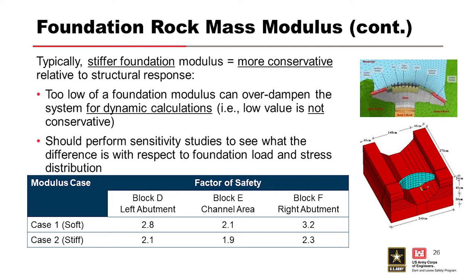Next slide. So we should be on foundation rock mass modulus, continued. Typically, a stiffer foundation modulus is more conservative to a structural response. Too low of a foundation modulus can overdampen the system for dynamic calculation. So a low value is not conservative. You should perform sensitivity studies to see what the differences are with respect to the foundation load and strength distribution between the foundation rock and the different concrete monoliths.